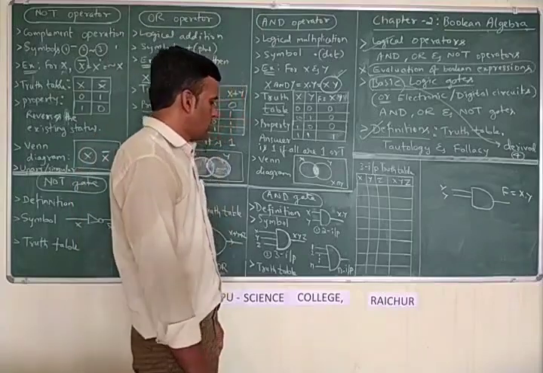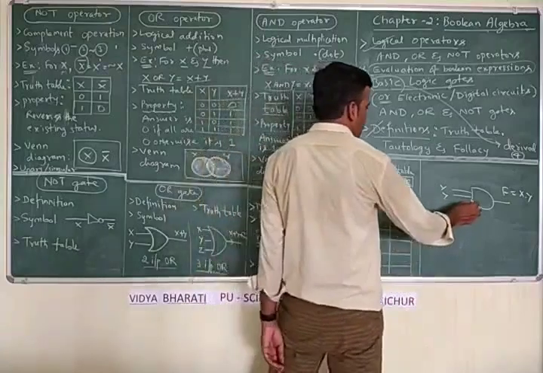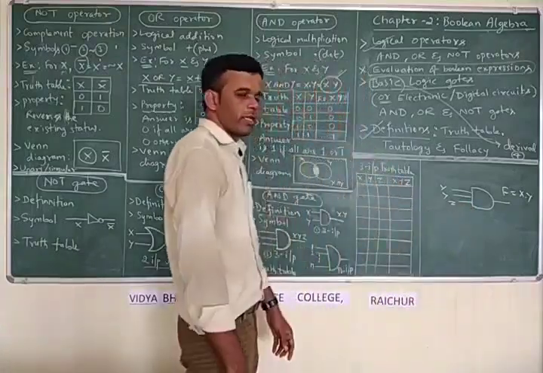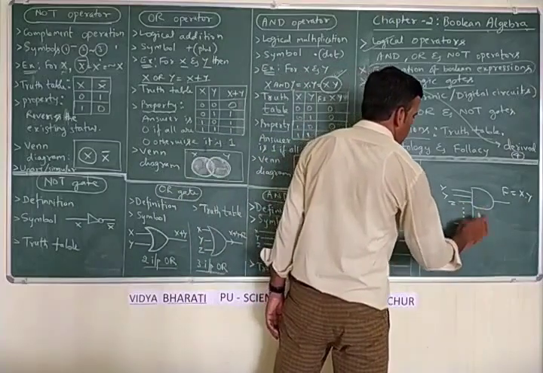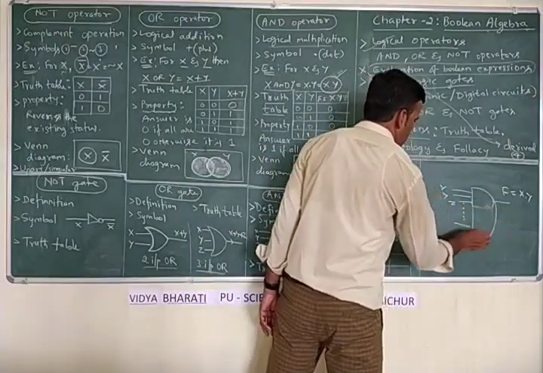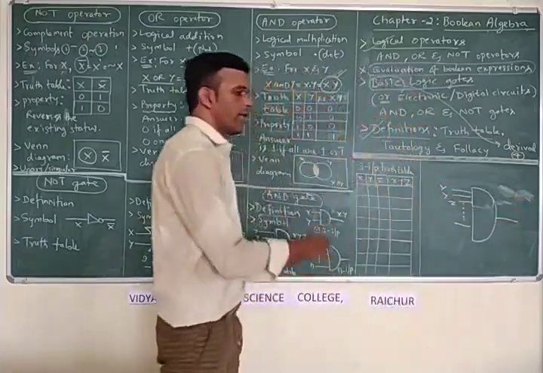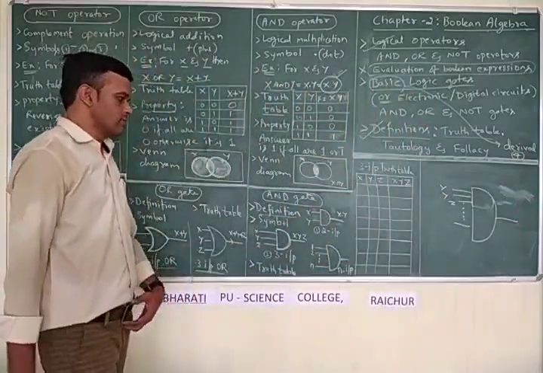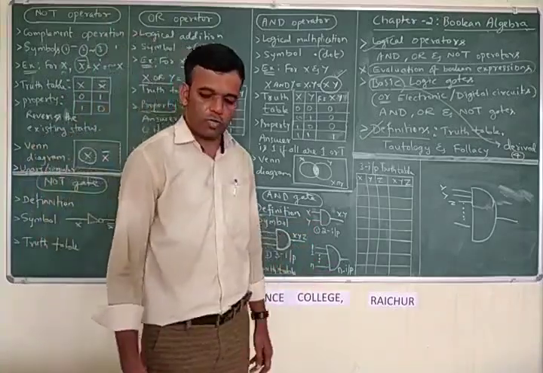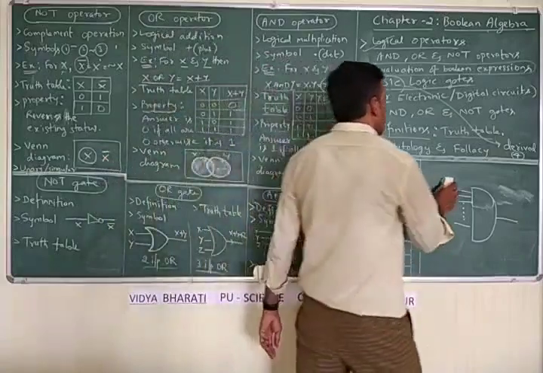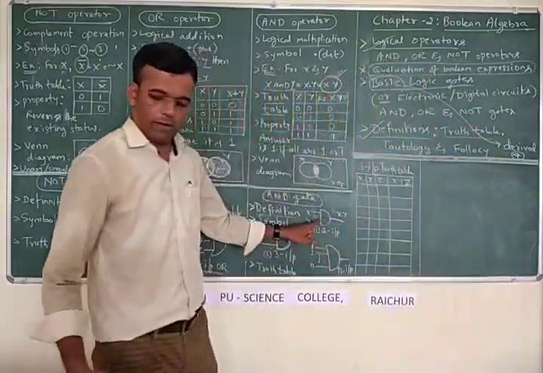Suppose you are showing 3 input signals, then you go for one more line here and call it z. Likewise there is no limit. You can go for m number of input signals and an output signal. So the 2 input symbol, the 3 input symbol, and this multi-input symbol: this is the logic gate of AND.